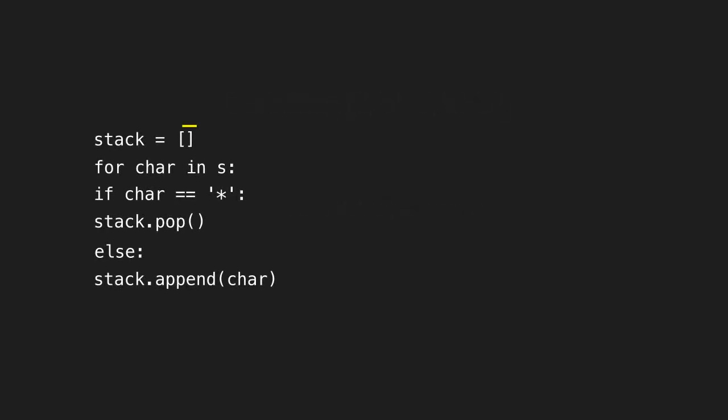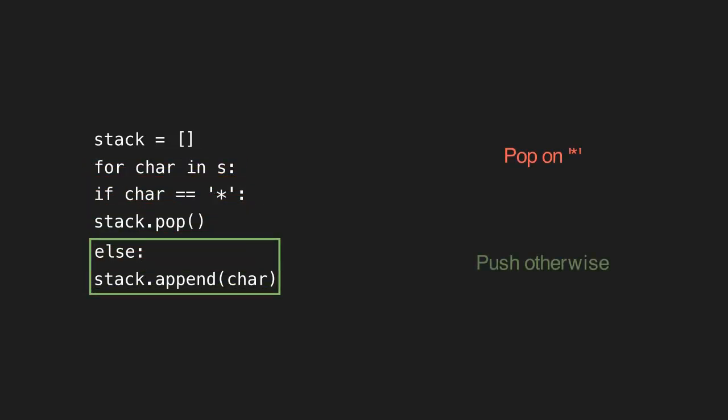Let's map our derivation to the Python code. We initialize an empty list called stack. We then iterate through each character char in the input string s. The logic is a direct translation of our rules. If char is a star, we handle the deletion by calling stack.pop. The else block handles normal characters by calling stack.append.